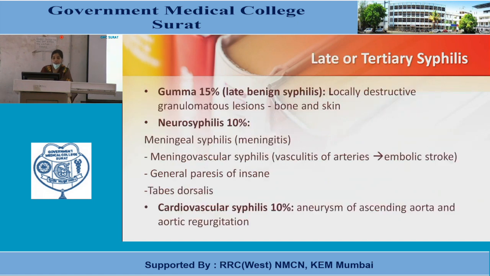So late or tertiary syphilis: gumma 50%. Late benign syphilis: locally destructive granulomatous lesions, mostly affecting bones and skin. Neurosyphilis: 10% have meningeal syphilis, some meningitis. Meningovascular syphilis is a vasculitis of the arteries causing embolic stroke in the patient, and general paralysis of the insane and tabes dorsalis. Cardiovascular syphilis occurs in approximately 10% of patients, with aneurysm of the ascending aorta and aortic regurgitation.